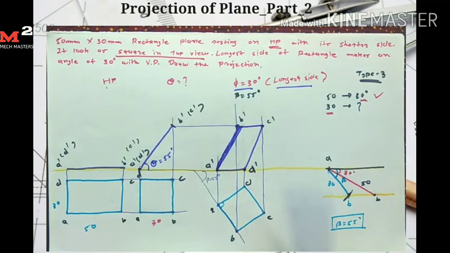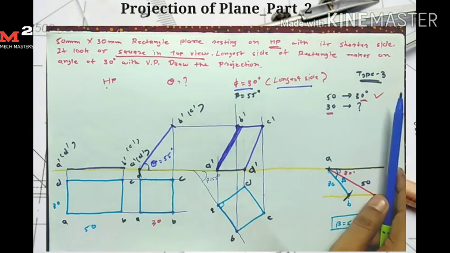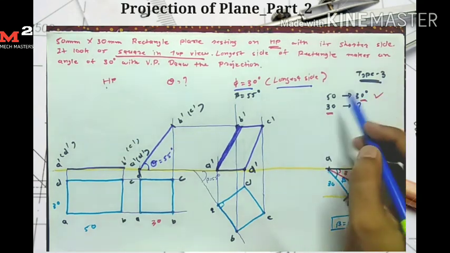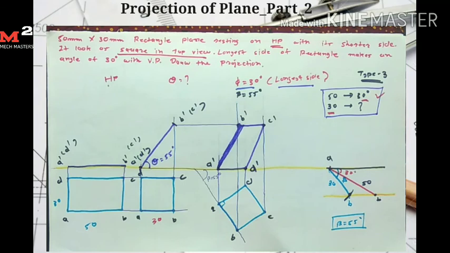So this is the type 3 problem. In type 3 we require to find the new apparent angle. So here I conclude this lecture. In the next lecture we will solve some problems of projection of planes.